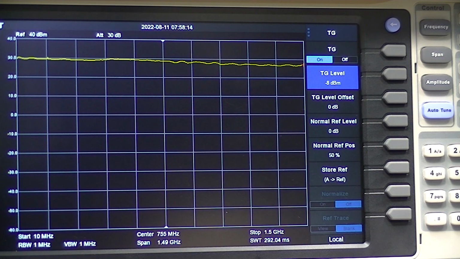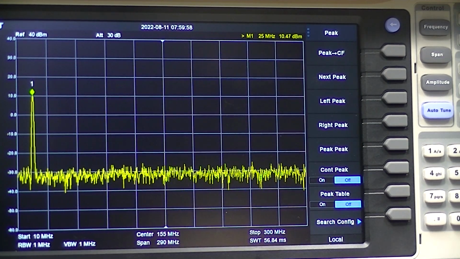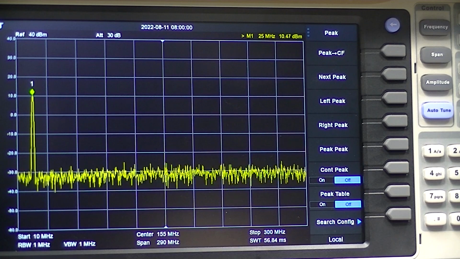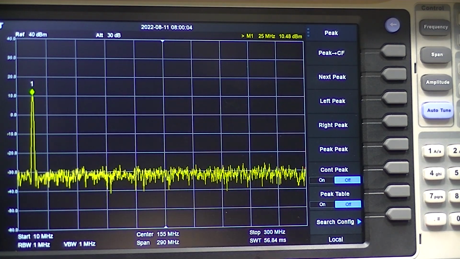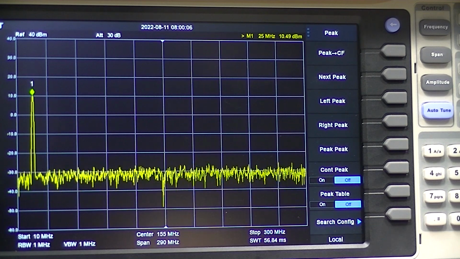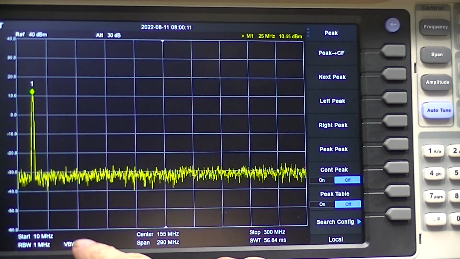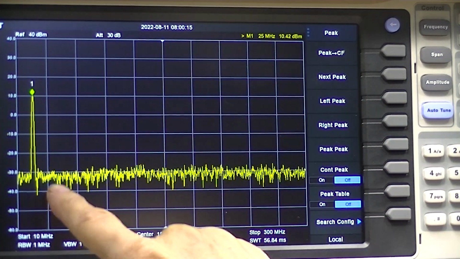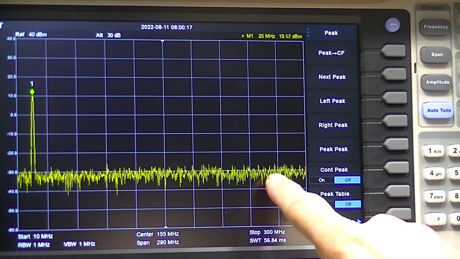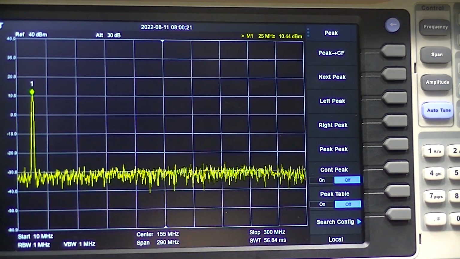Let's input a sine wave. This is the output of my sine wave generator, sweeping from 10 to 300 megahertz. The sine wave generator is set at 25 megahertz. You can see that. You see it's fairly free of harmonics. I mean, I can't discern any harmonics.